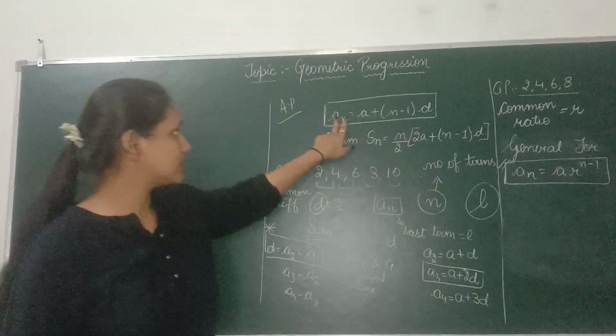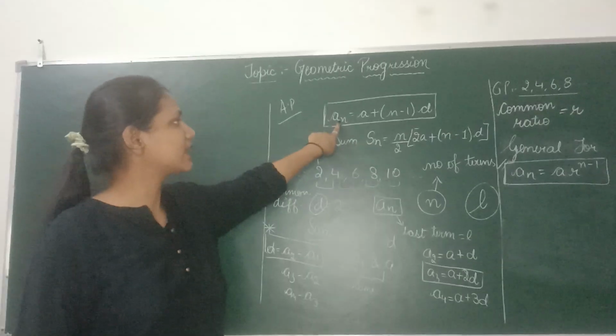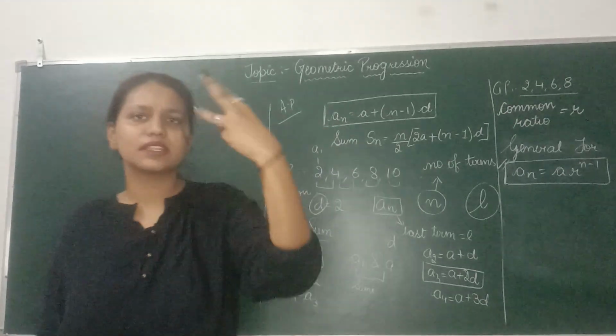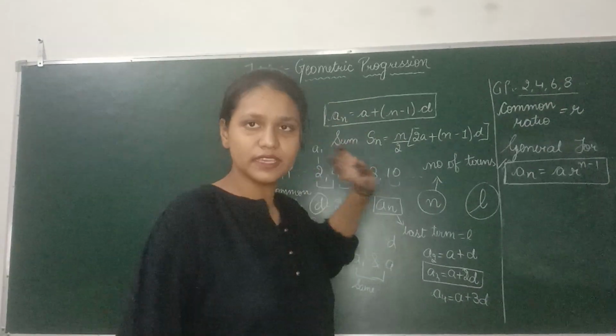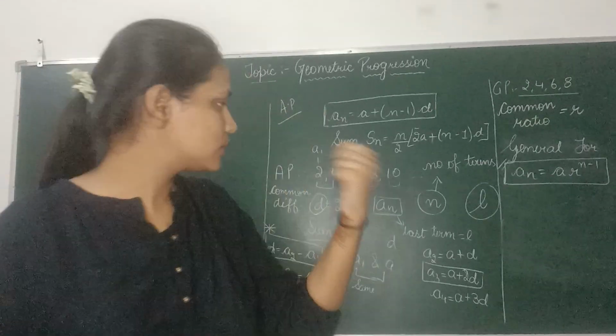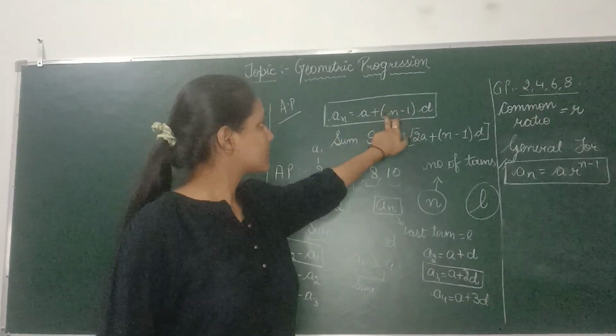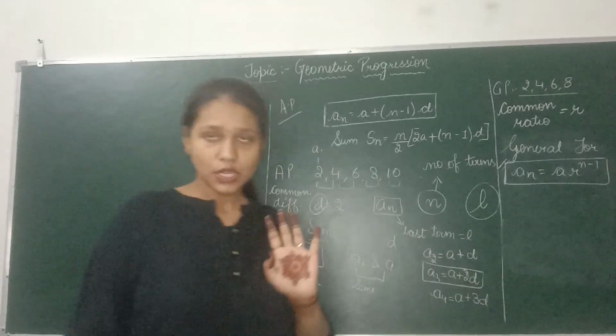Here n is the number of the term. If you have to calculate the third term, fourth term, fifth term, or last term, you can put the value of n here. If you have to calculate the third term, then you put n equals 3. 3 minus 1 is 2. In the arithmetic progression the formula will be A3 equals A plus 2D.